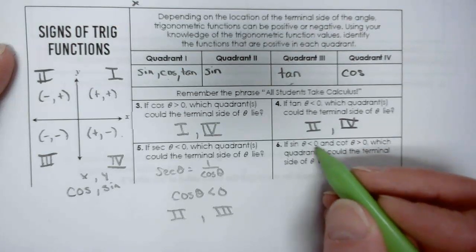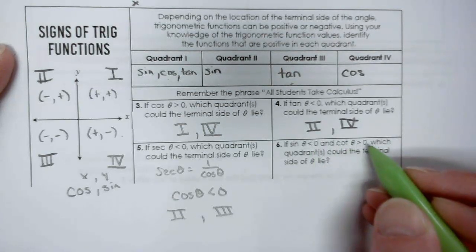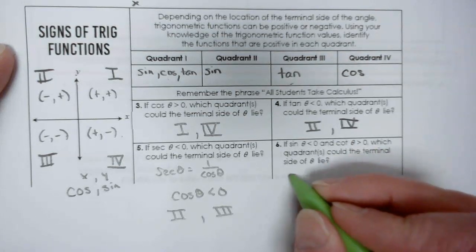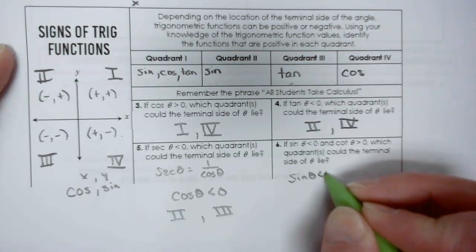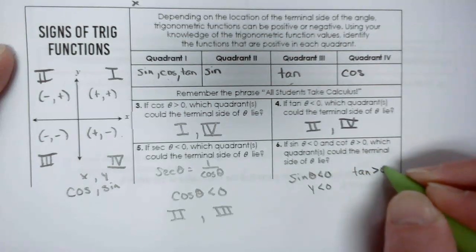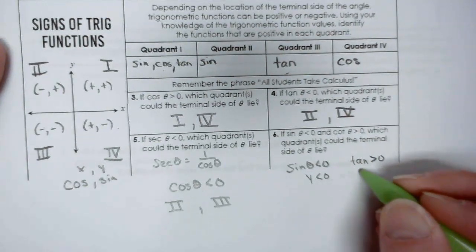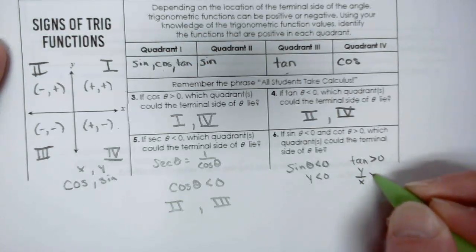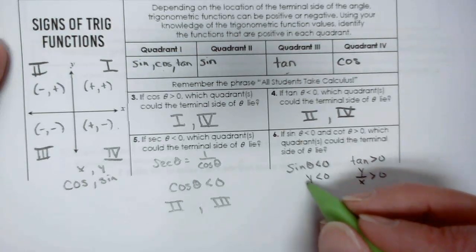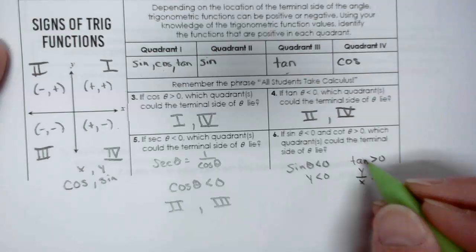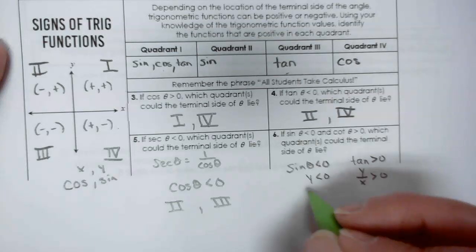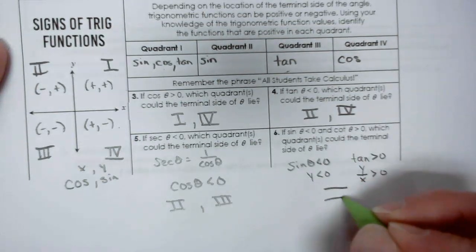Sine is less than 0, and cotangent is greater than 0. Well, cotangent is the reciprocal of tangent. So this is kind of saying sine is less than 0. So that means the y is less than 0. And tangent is greater than 0. Now, tangent is y divided by x. So y divided by x would be greater than 0. So it's positive. But y is negative. So what would happen to have y divided by x be positive? Well, they both have to be negative, which would be quadrant 3.